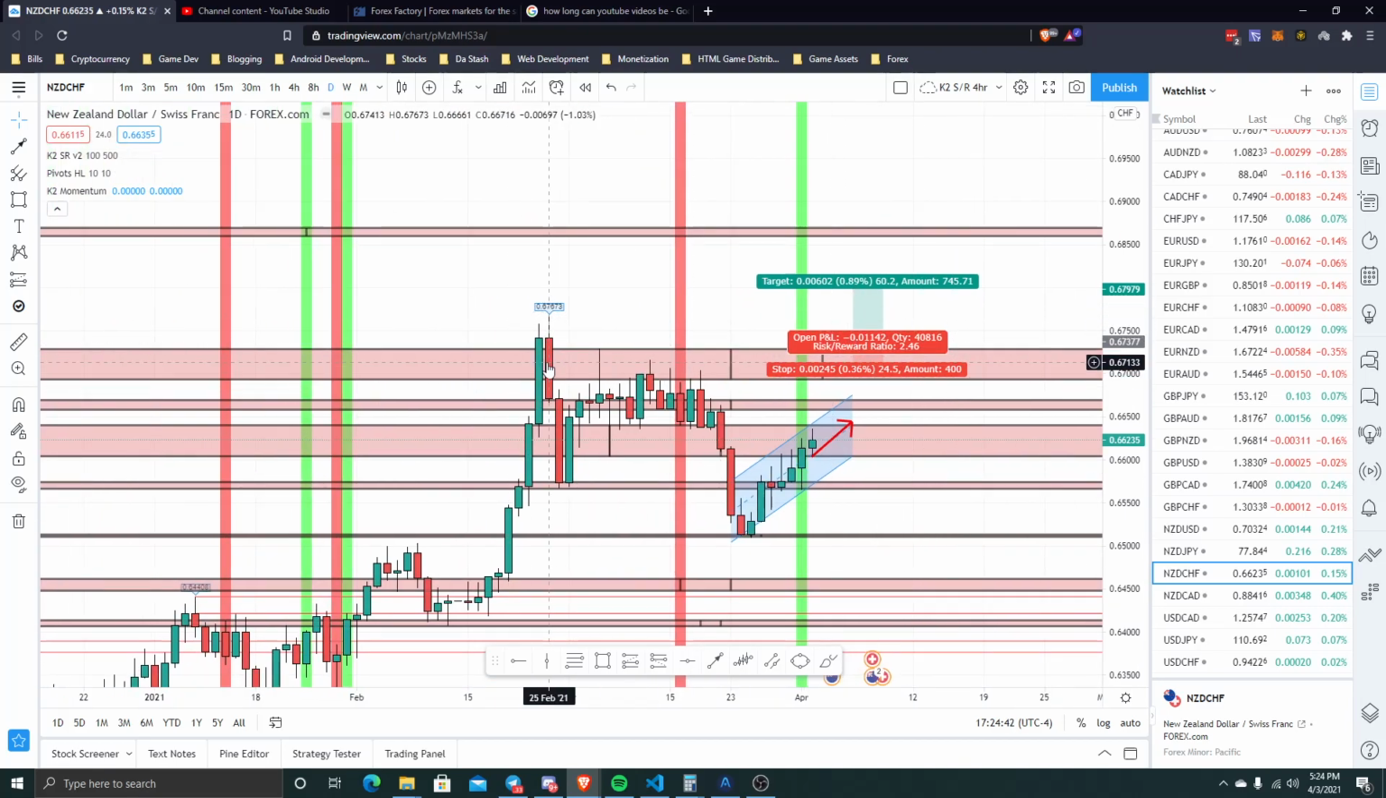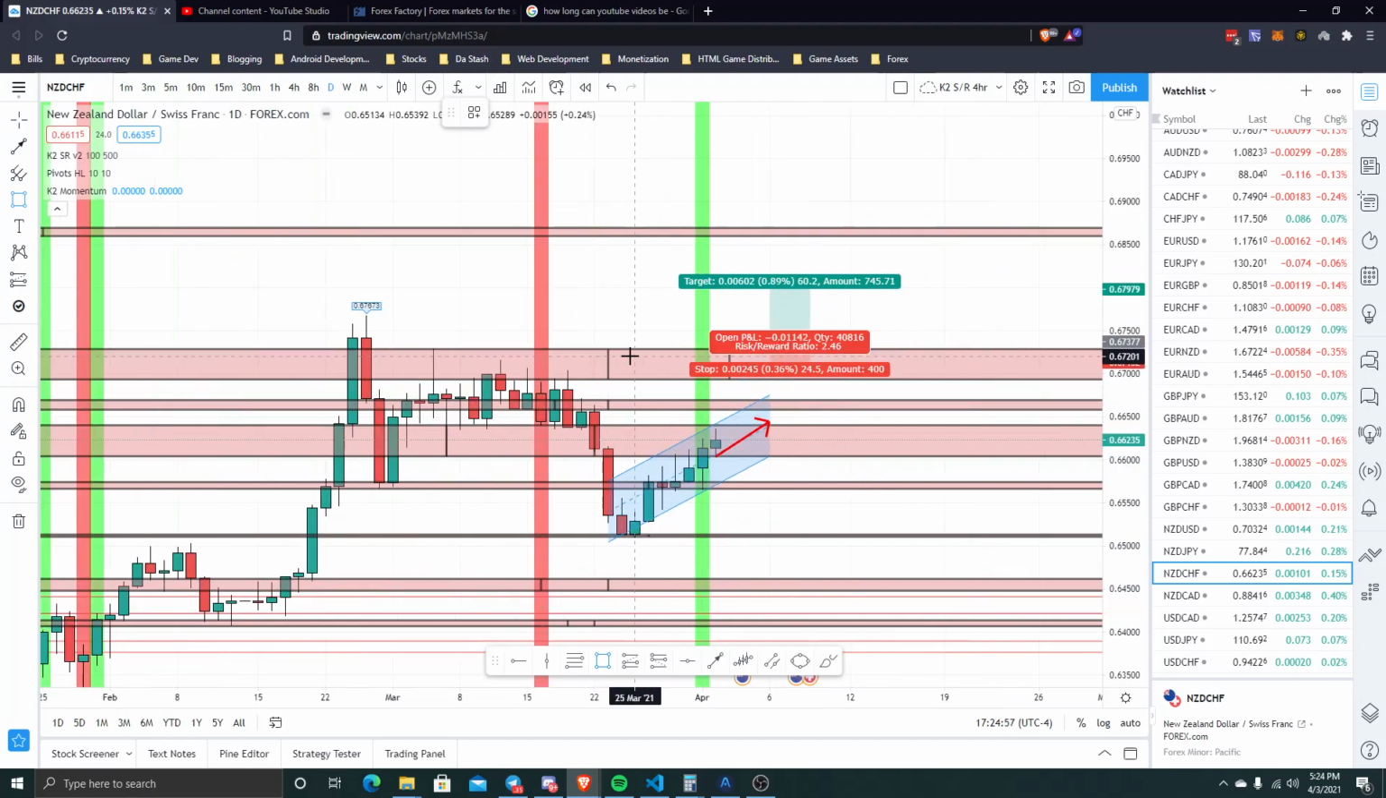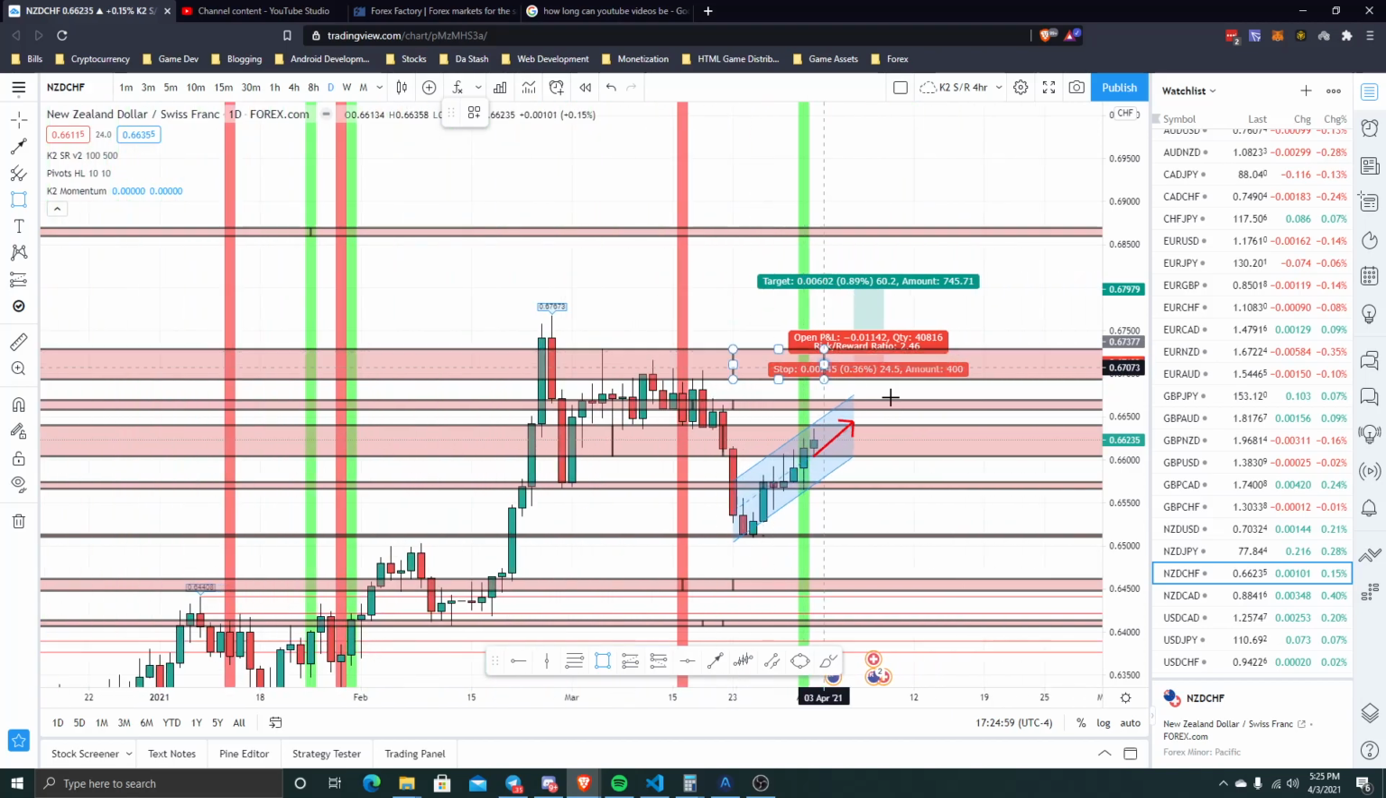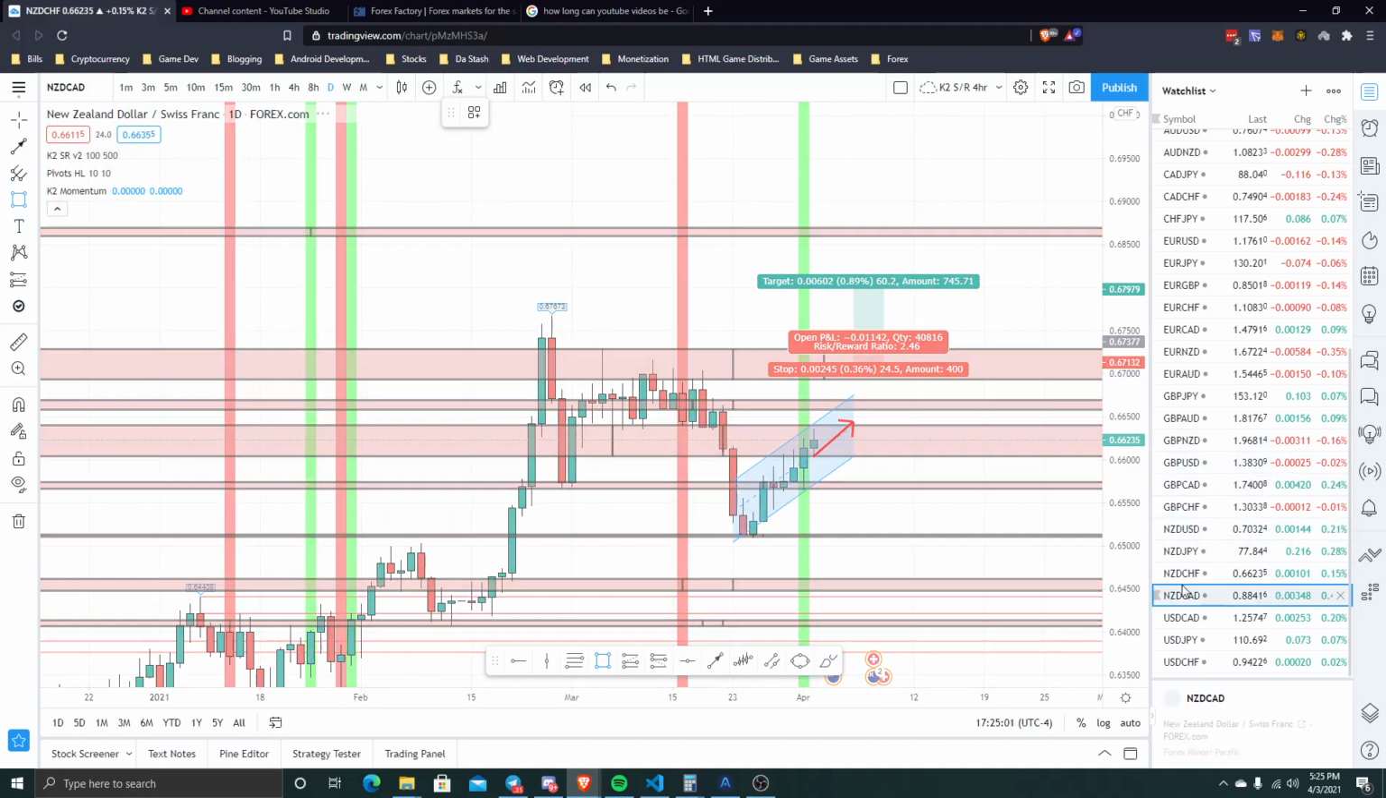But like I said, as you can see here, it tried to break above here, but it didn't play out pretty good. So it shot back down, and it consolidated in this area for a little bit, shot down, and now it's trying to go back up. So this pair is one of those pairs I really don't trade that much either. So Nzd Cad.